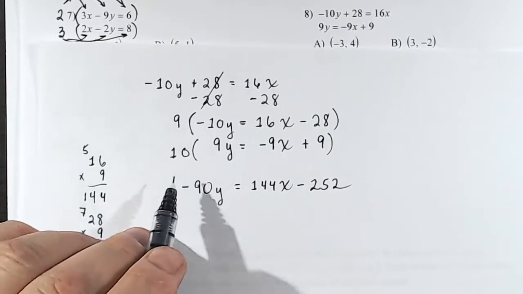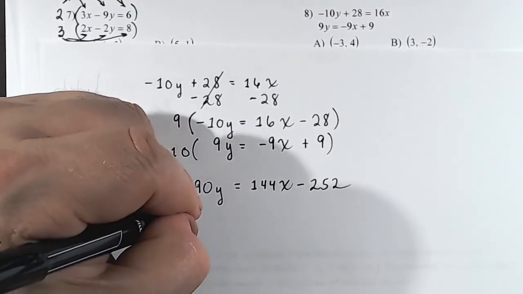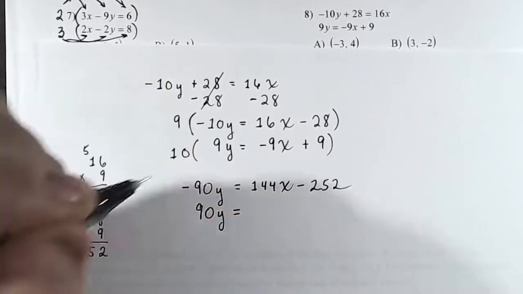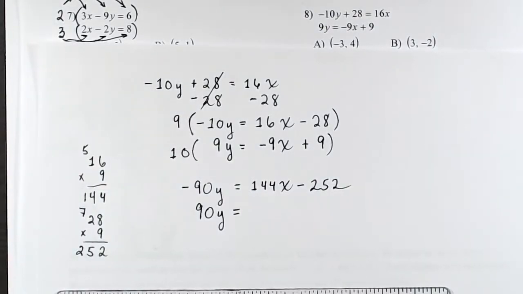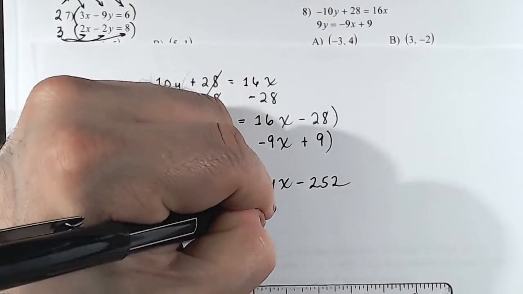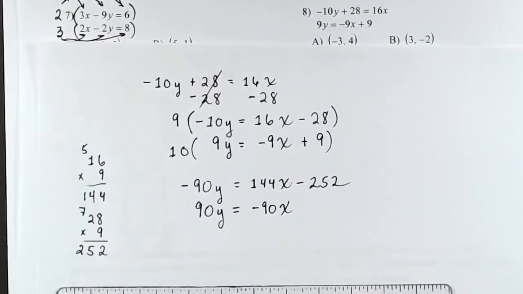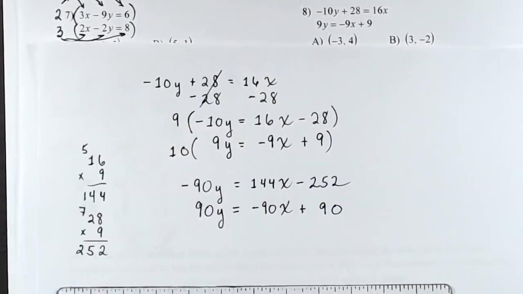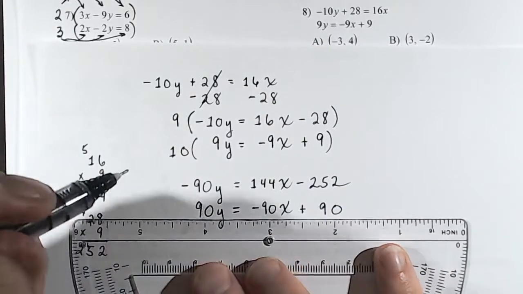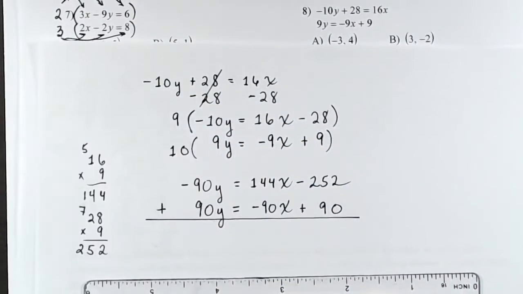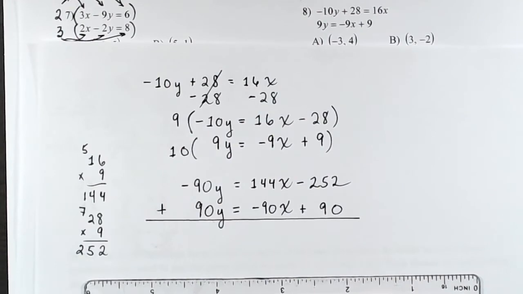All right, now on the bottom, I've got 10 times 9y, that's 90y, equals 10 times negative 9x. All right, that's negative 90x. And 10 times 9, that's plus 90. Make sure to line up all these terms. And now you're ready to solve this system using elimination by addition.